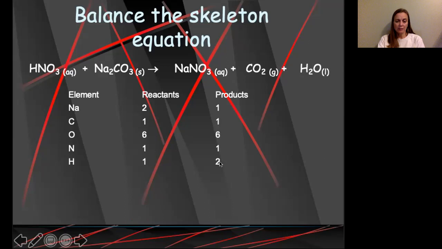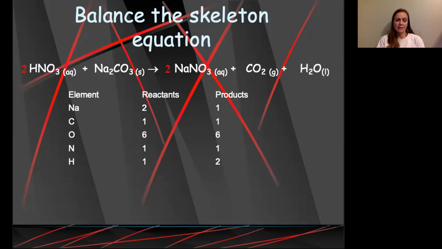So I'm going to begin with the sodium nitrate or the sodium carbonate, because those are the 2 most complicated ones. So I can see that I have 2 sodiums here. So I'm going to go ahead and put a 2 in front of the sodium nitrate. And when I do that, that's going to balance out this sodium, but it's going to make it so that I have 2 nitrate ions. So I'm also going to need to add a 2 in front of the nitric acid. And when I add the 2 in front of the nitric acid, that's going to give me 2 hydrogens to match up with the 2 hydrogens on the product side.